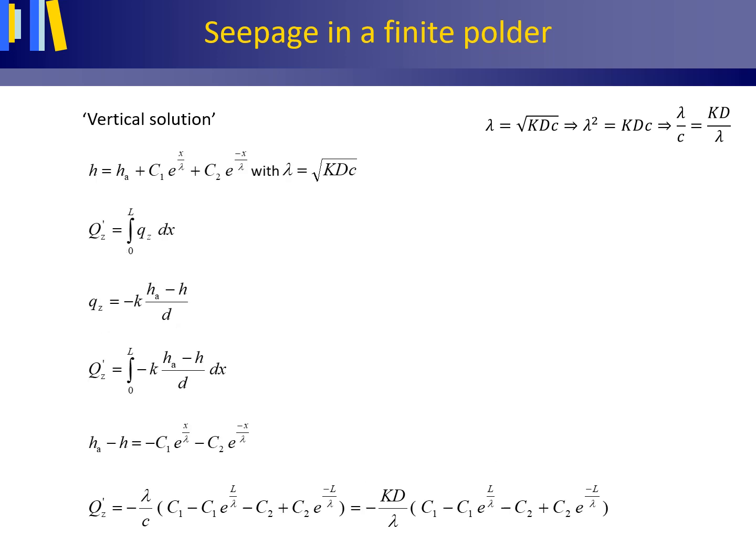Another solution would be the vertical solution. This is another way for determining the vertical upward seepage into a finite polder. You do this by stepping up from the volume flux density, small qz, in meter per day. This is the volume flux density through the confining layer, and you step up towards your volume flux, your upward seepage in square meter per day. And as you can see, this is done by mathematical integration.